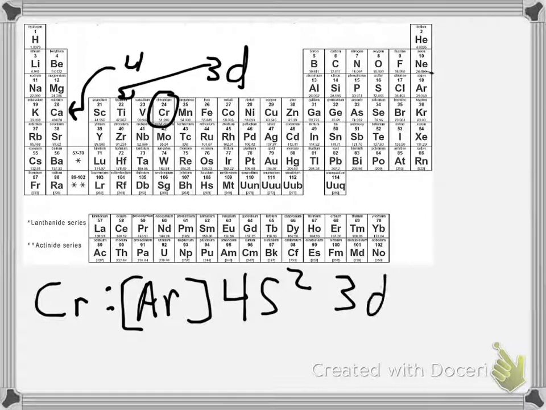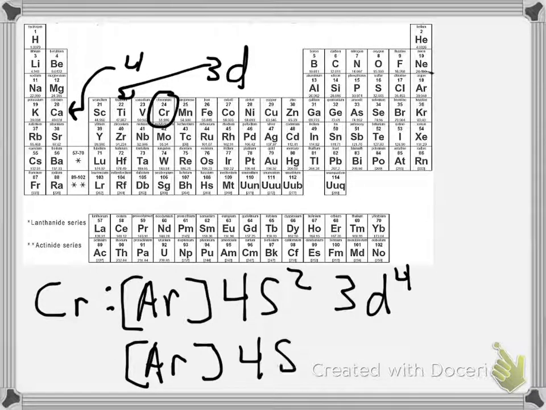So 3d4. Now, like I said, the transition metals either want to be completely full or halfway full. So one way to make this halfway full would be to steal an electron from the 4s2 and donate it to the 3d4, and that would give us 4s1 3d5, and that would be its correct electron configuration.